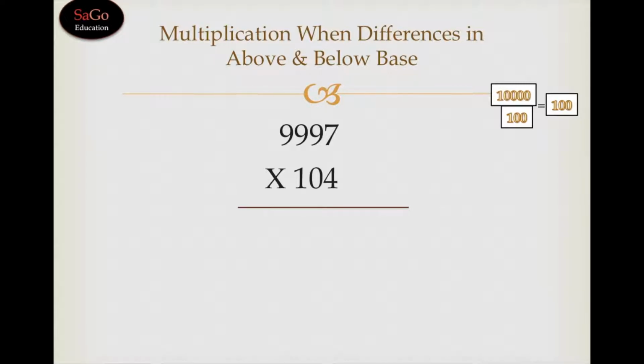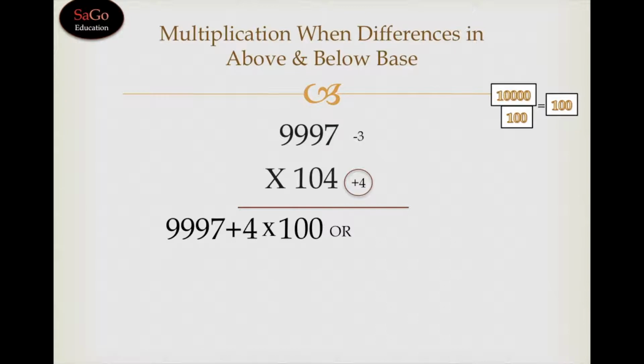Now, see, 9997 is 3 less than its base of 10,000. Write down 3. 104 is 4 above than its base 100. Now write 9997 and add 4 in it and multiply it by the difference of the base, which is 100 we have taken.